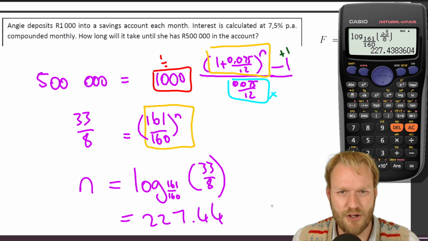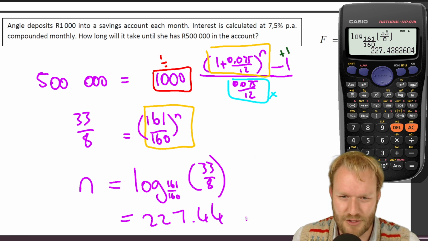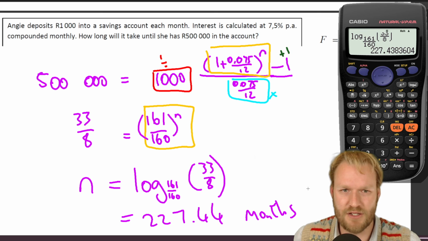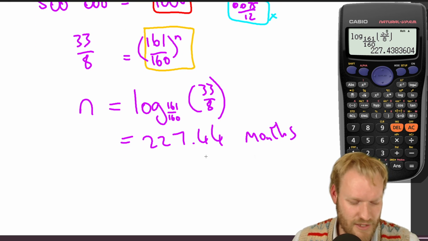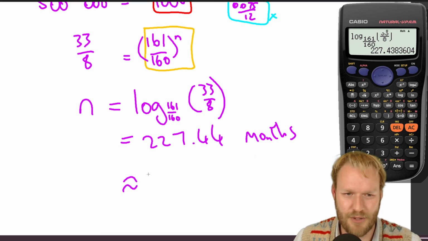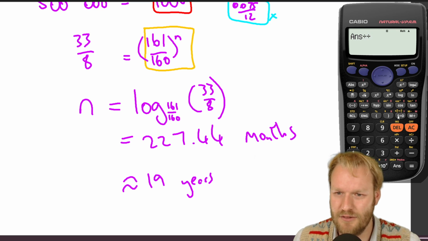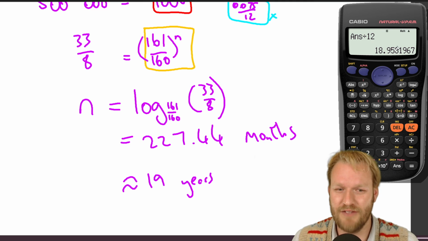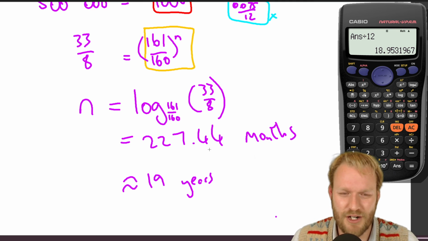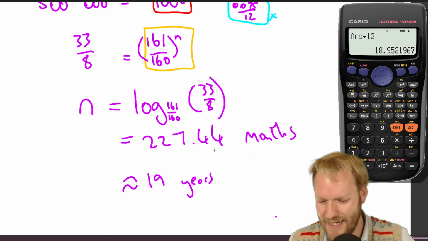And these are months because this was compounded monthly. So it says how long. So if you wanted to, you could say this is approximately 19 years, if you divide by 12, 18.95 years. That's about 19 years. So whichever answer. So that was fun. That was a bit of logs.